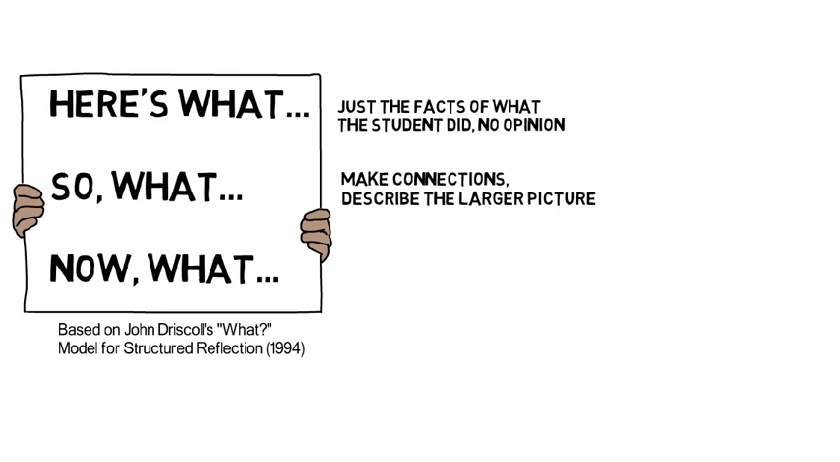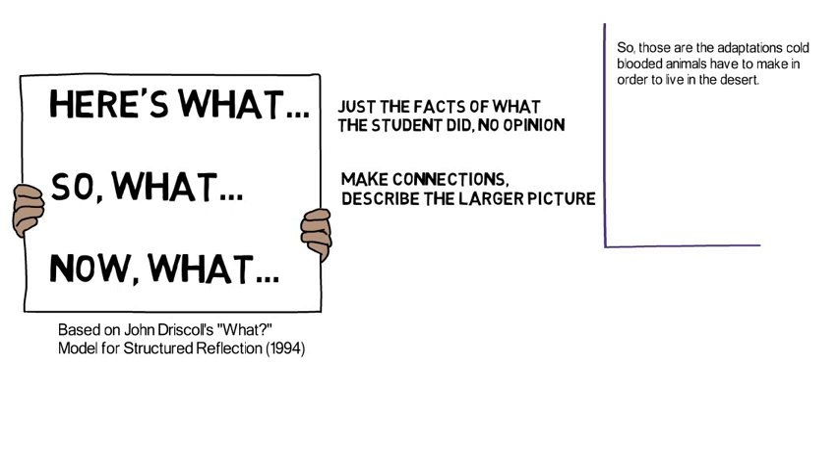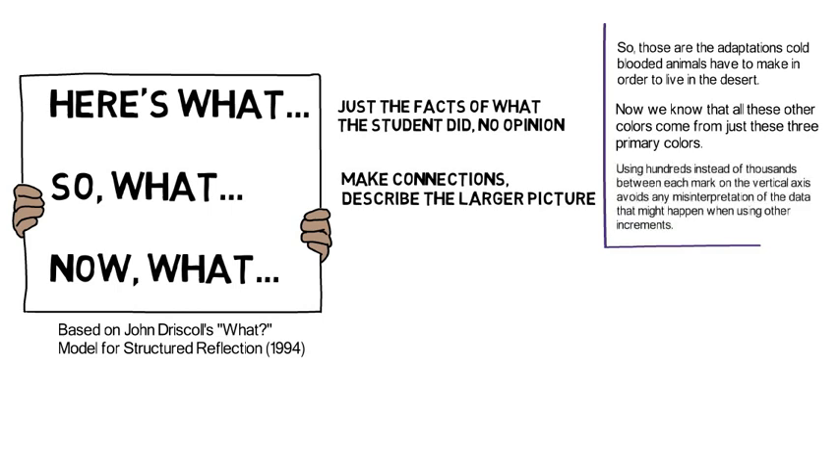Examples include, so those are the adaptations cold-blooded animals have to make in order to live in the desert. Now we know that all these colors come from just these 3 primary colors. Or, using hundreds instead of thousands between each mark on the vertical axis avoids any misinterpretation of the data that might happen when using other increments. We're asking students here what the data feedback says to us, what patterns we perceive about the student's learning.